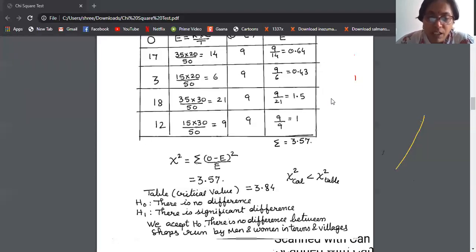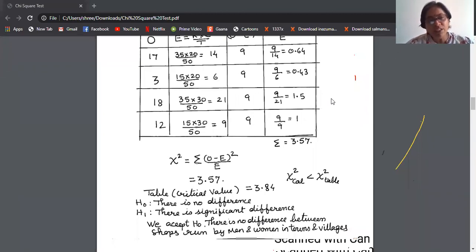Now here what we have got is 3.57, and the table value, or the critical value, will always be given to you in the paper, whenever they ask you a question. So you don't have to worry about how to find the table value. It will be given to you directly. So the table value here is 3.84.